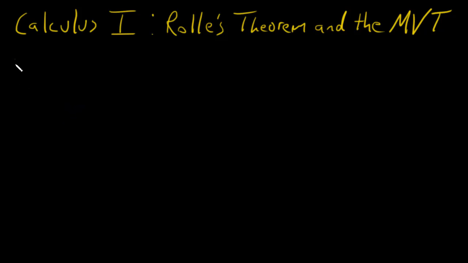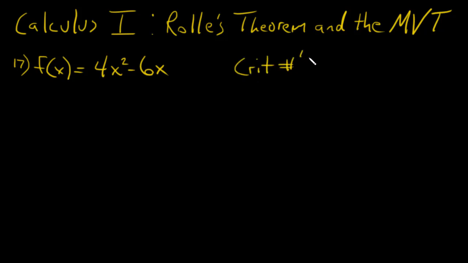We had number 17, and that was f of x is equal to 4x squared minus 6x. Okay? And we're supposed to find the critical numbers. Okay? So, quick refresher over here. What are the critical numbers? Well, the critical numbers, two things.